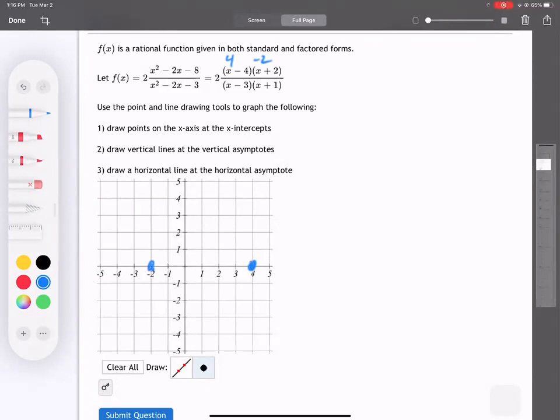All right, next question is finding vertical asymptotes. Vertical asymptotes are when the denominator is equal to 0. So we're at 0 at positive 3 and negative 1.